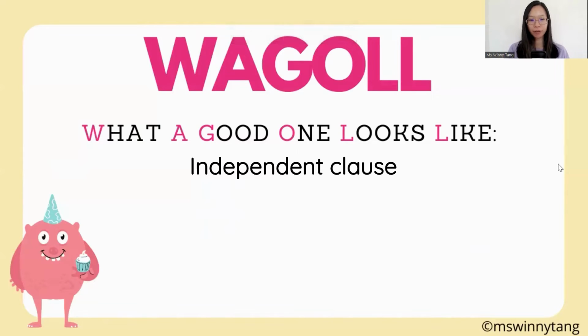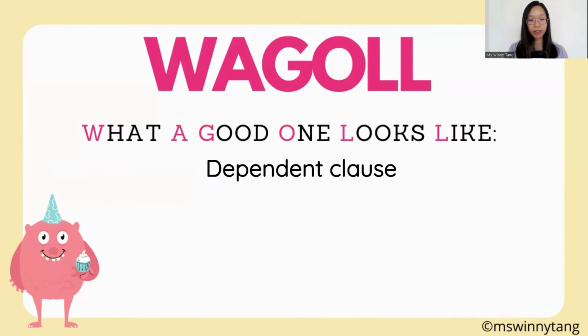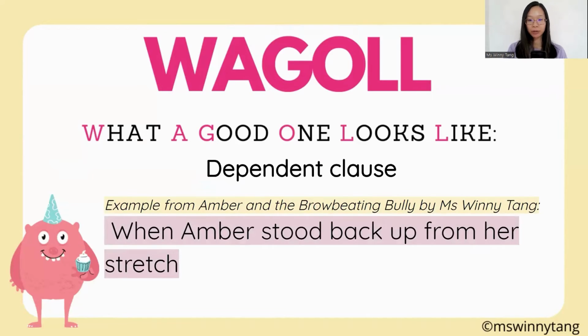Compound and complex sentences are made up of a combination of dependent and independent clauses. Here is an example of an independent clause. Viviana was standing in front of her. So we have the subject and we have the verb, and it is also a simple sentence. Here is an example of a dependent clause. When Amber stood back up from her stretch. So as you can see, it is not a complete sentence, and we will need to add in another independent clause just to make it a complete sentence.